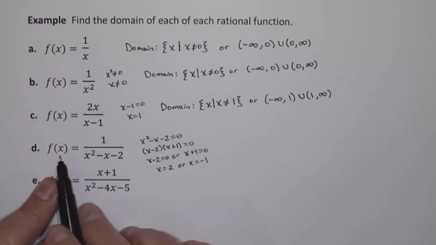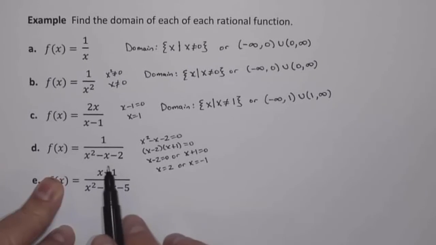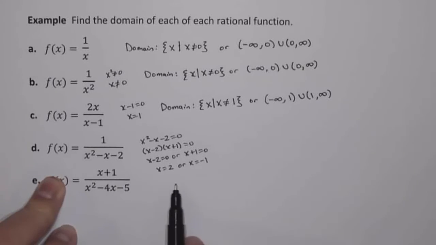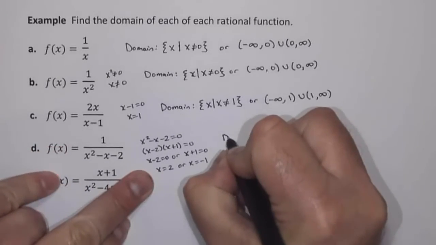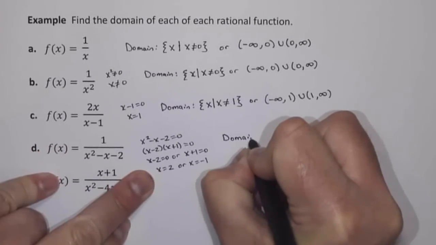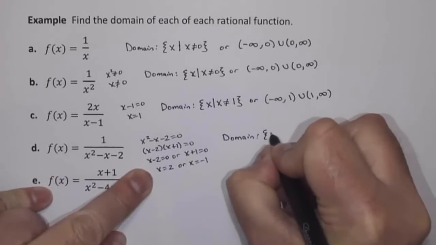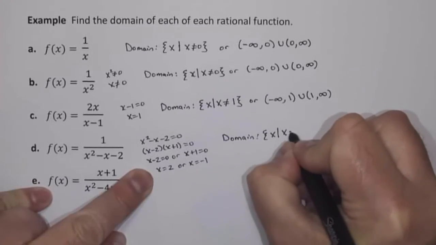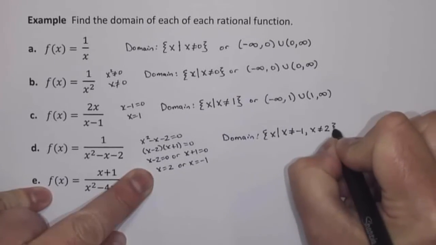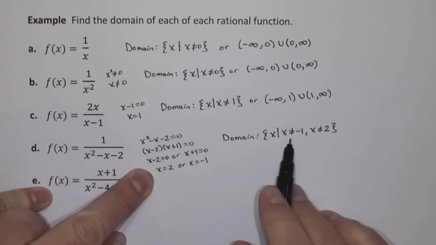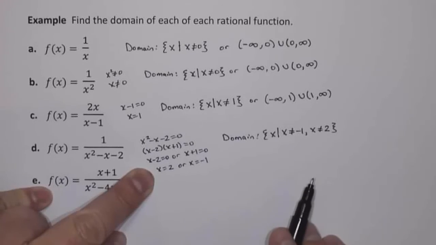So if I ask you to find f of negative 1, that's going to cause division by 0, which can't be done. If I ask you to find f of 2, that's going to cause division by 0, which can't be done. So the domain is that x can be anything except those two numbers. So for part D, for our function f of x equals 1 over x squared minus x minus 2, the domain is that x can be anything as long as it's not negative 1 and as long as it's not 2. And I just put those in order. Negative 1's farther to the left, 2's farther to the right, so I put those in order. So x can be anything except negative 1 or 2.